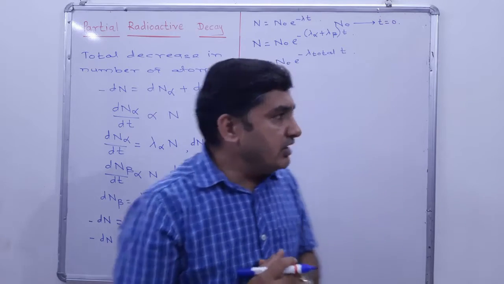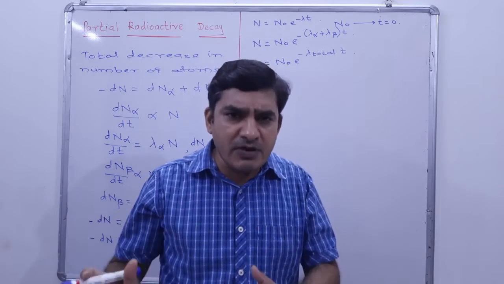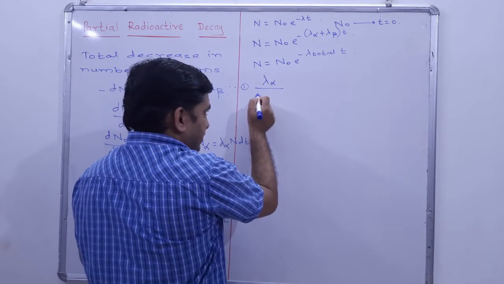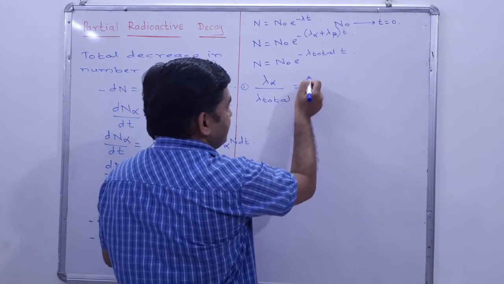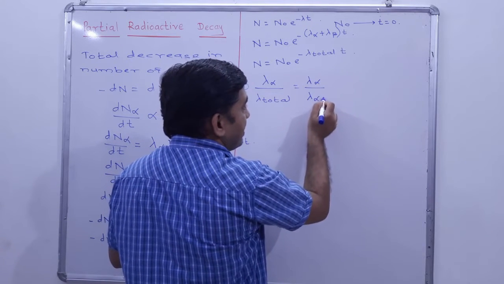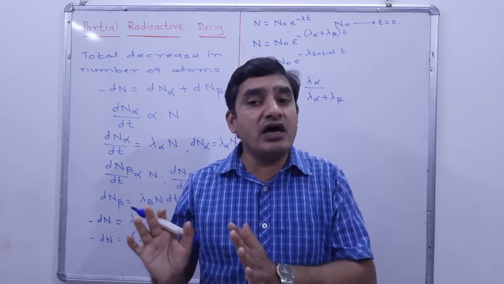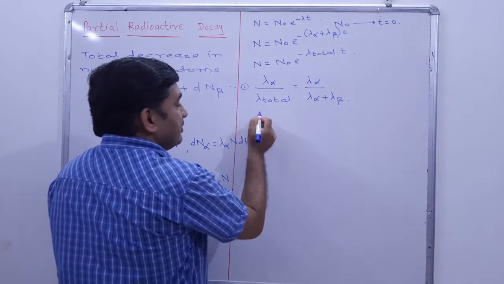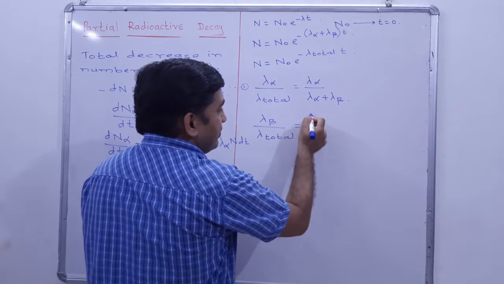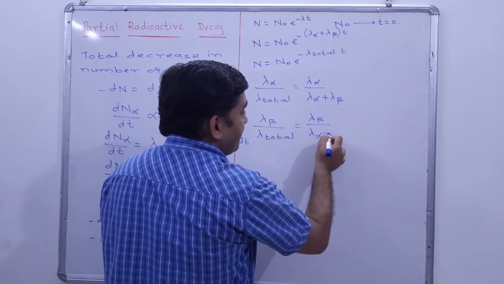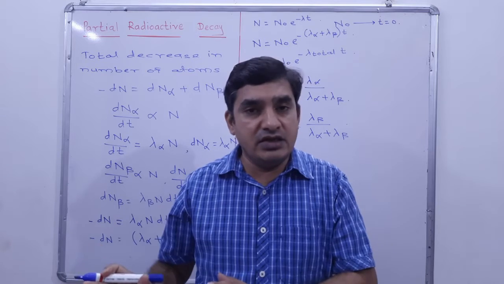Now, if we consider the ratio of the decay constant for alpha particles to the total decay constant, that is lambda alpha divided by lambda alpha plus lambda beta, this represents the branching ratio for alpha particles. Similarly, lambda beta divided by lambda total, equal to lambda beta divided by lambda alpha plus lambda beta, represents the branching ratio for beta decay.